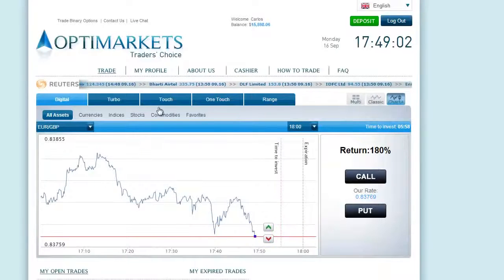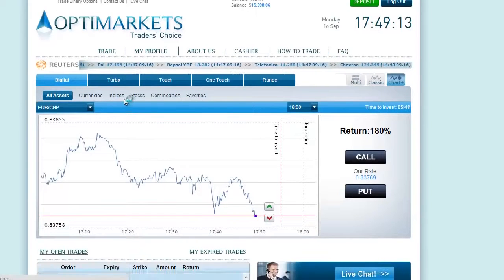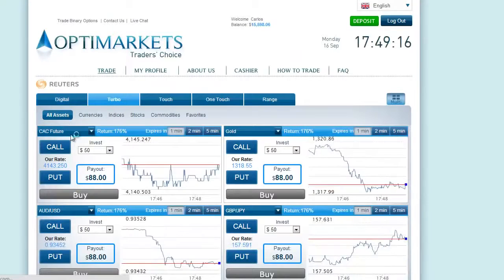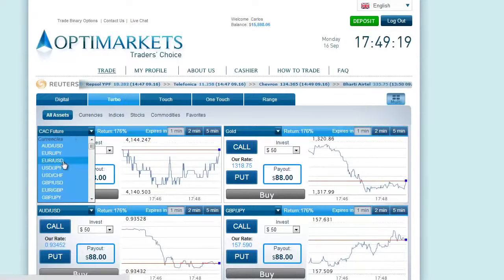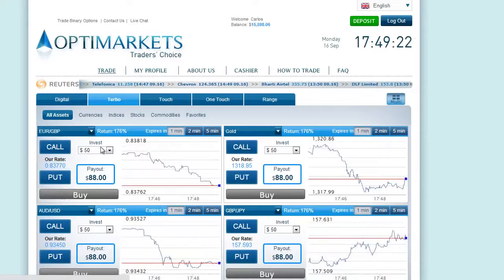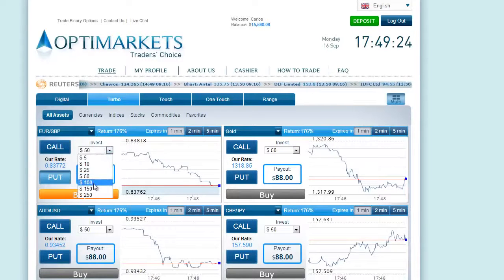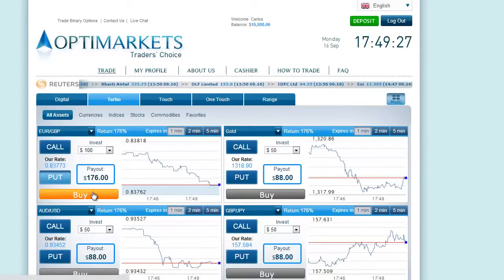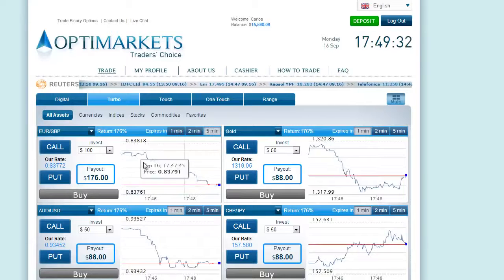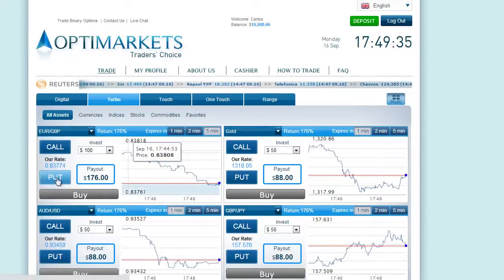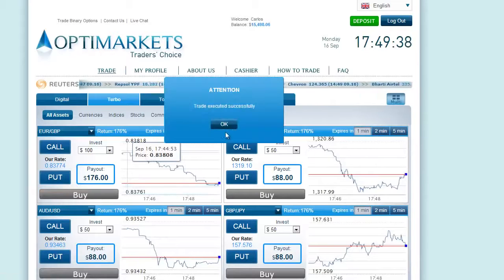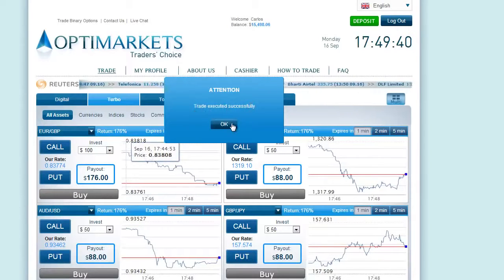So euro pound downtrend. Let's go quickly, and I'll put it here, in turbo. I'll say euro pound, and it was a downtrend, and I'll go for $100. All right, and I'll go for it. I'll do it in, actually, a 5 minute trade, and there we go. So the trade was executed successfully.